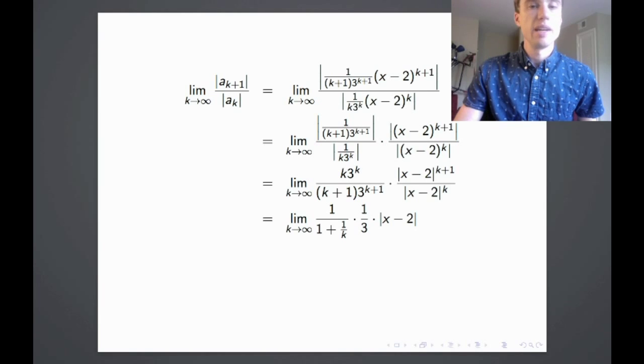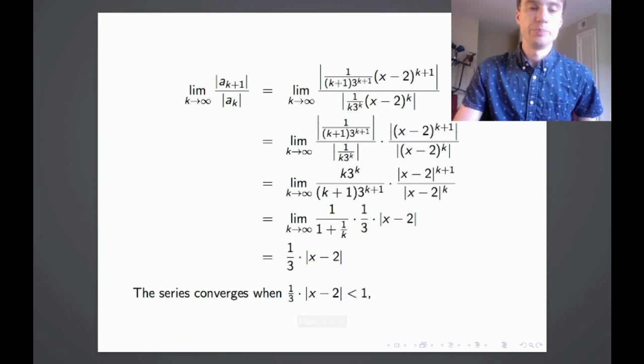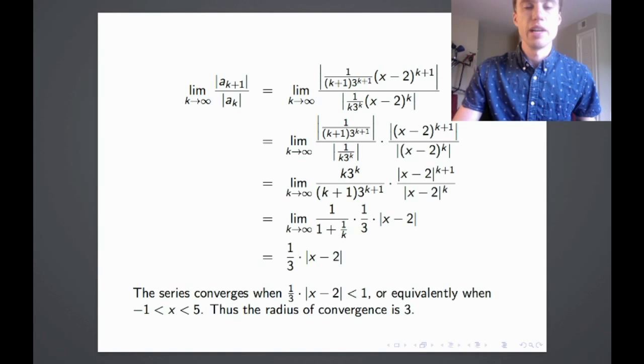Hence, the only remaining term with a k value is the 1 over 1 plus 1 over k term, and as k goes to infinity, this tends to 1. Hence, our limit is 1/3 the absolute value of x minus 2. Thus, the series will converge if 1/3 the absolute value of x minus 2 has value less than 1. This will happen when x is between -1 and 5. Thus, the radius of convergence is 3.